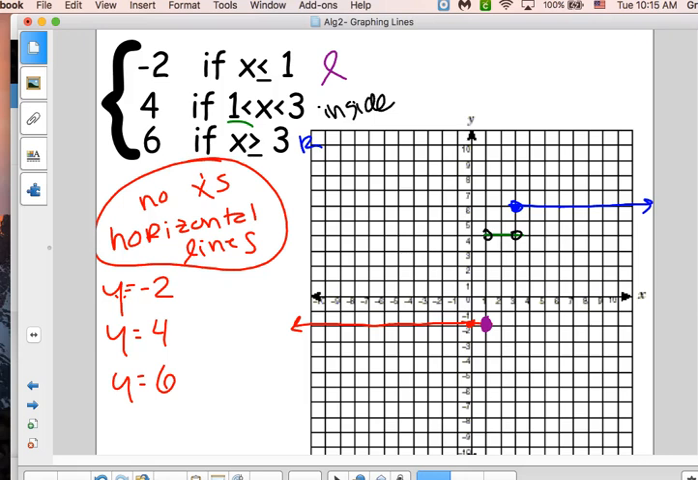What are you trying to figure out, Tori? I got it. Okay, so just graph the whole line and then just look at it, and it's a left or right, not an up or down.